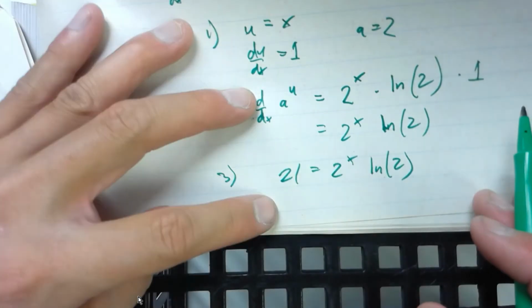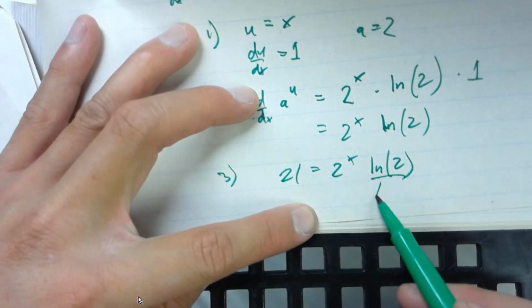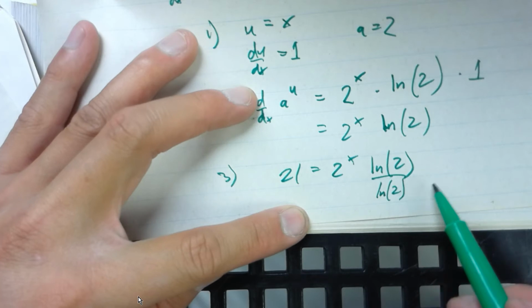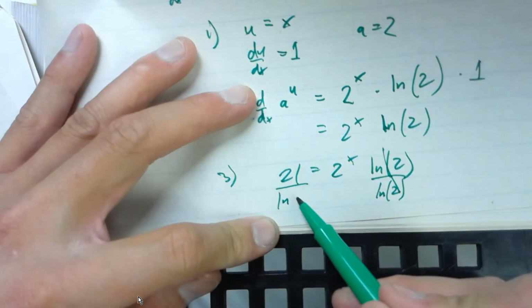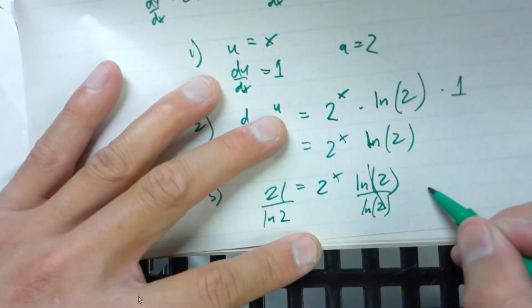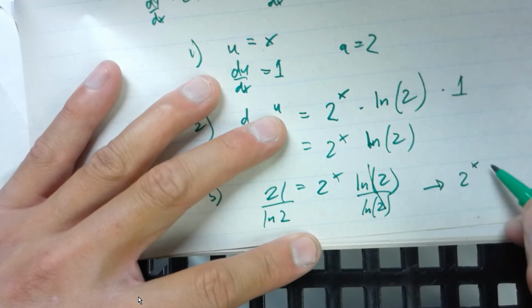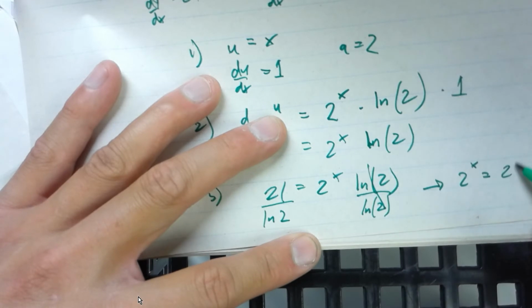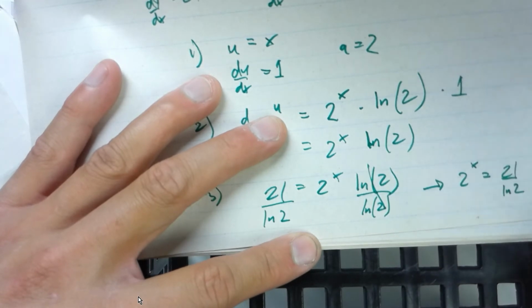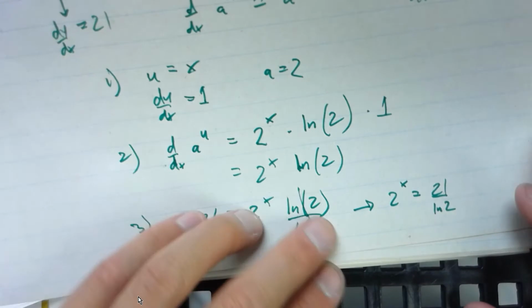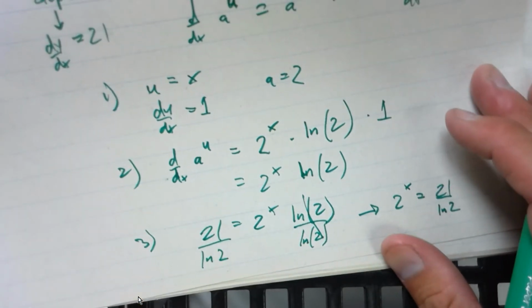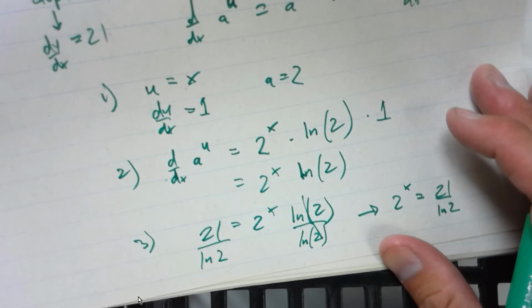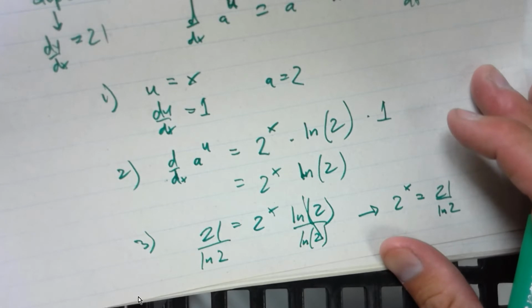So I would divide both sides by ln of 2. That is an actual number, so let's cancel that. At this point you can rewrite this as 2 to the power of x is equal to 21 over ln of 2, which if you plug into your calculator, will have an actual answer. And do I need to worry about anything else?